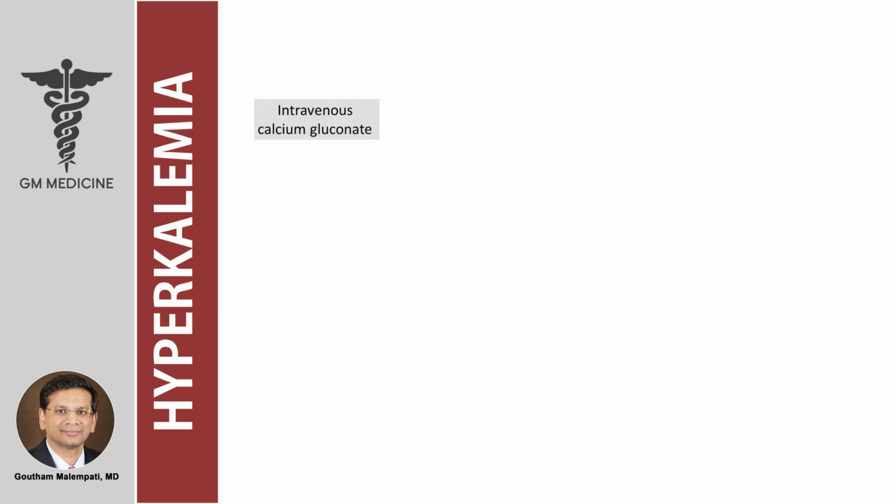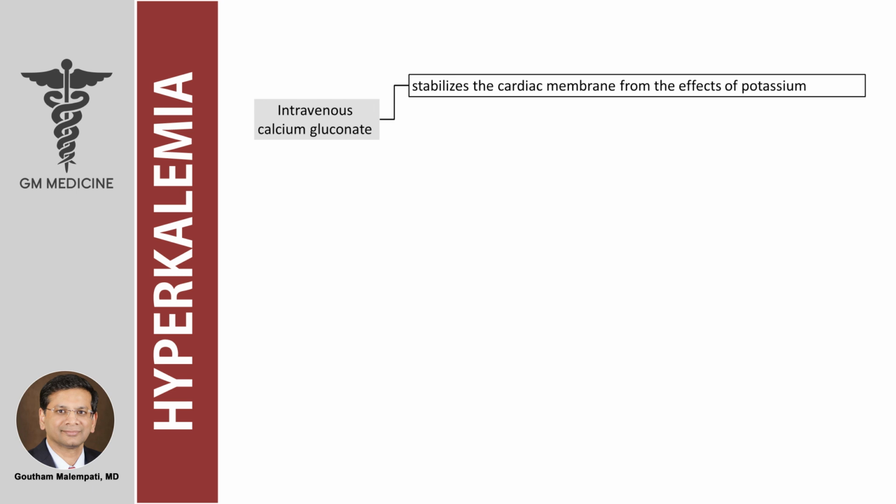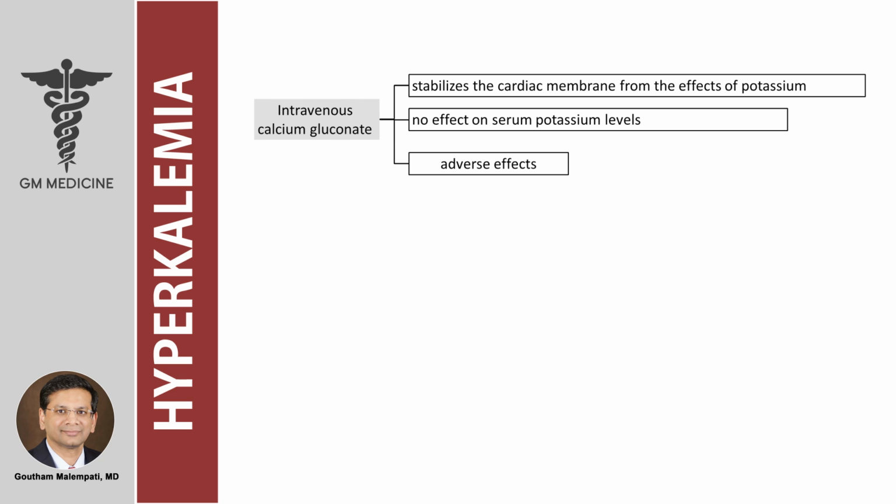Intravenous calcium gluconate stabilizes the cardiac membrane from the effects of potassium. It has no effect on serum potassium levels. Adverse effects of giving calcium gluconate or calcium chloride include hypercalcemia, cardiac arrhythmia.